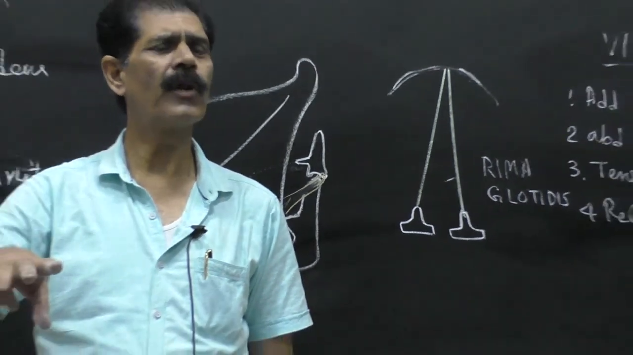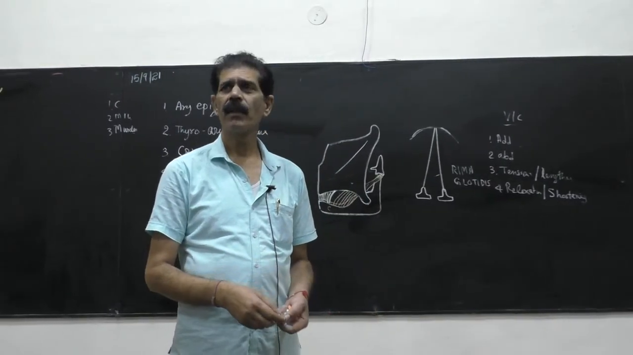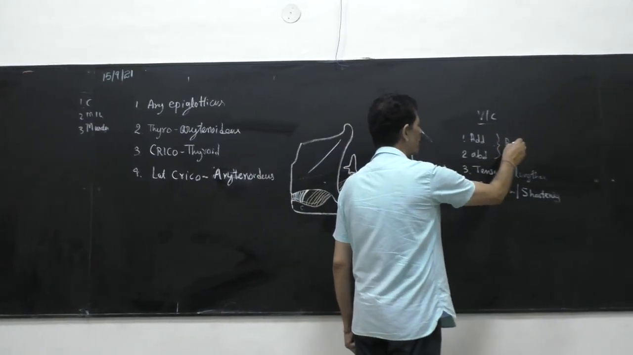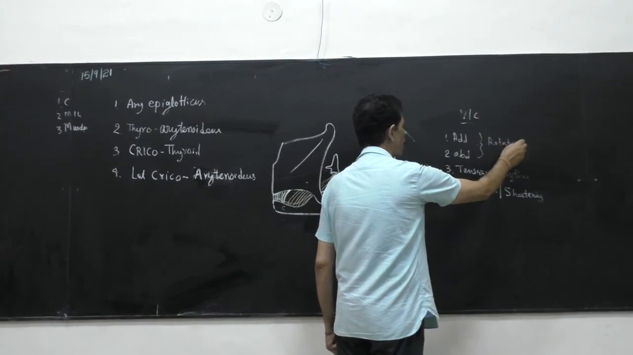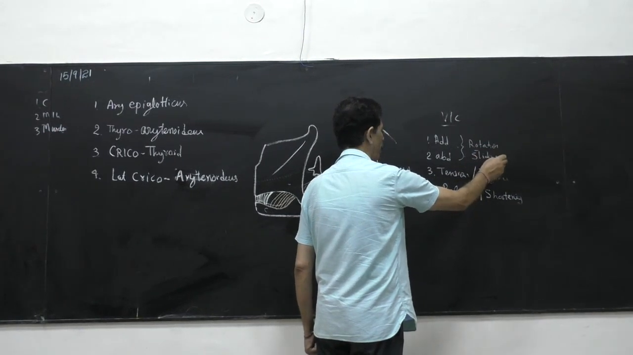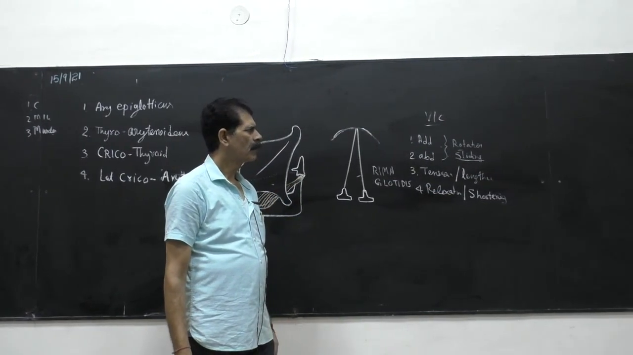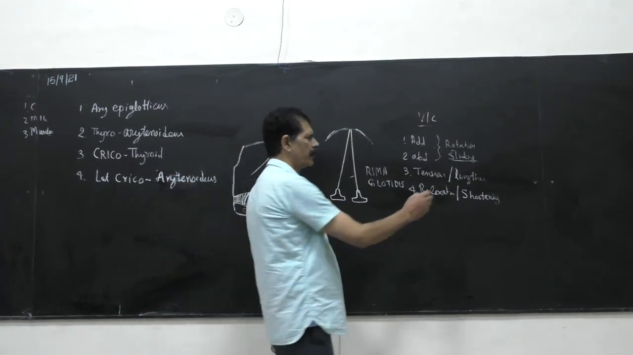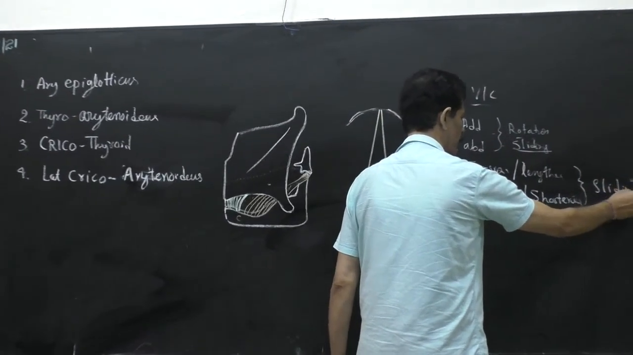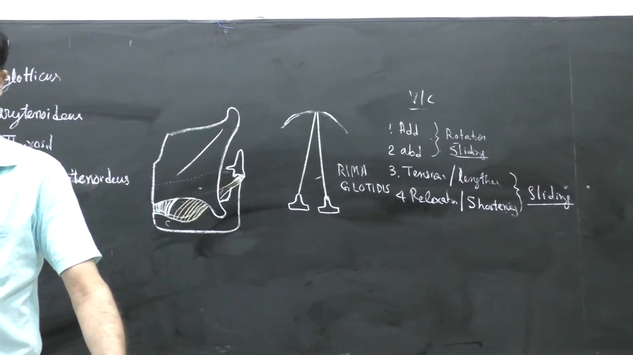Adduction causes phonation and abduction causes respiration. So that is the action. Both adduction and abduction are caused mainly by rotational movement, and very little sliding movement of the vocal cords. And the lengthening and shortening are mainly due to sliding movement. No rotational movement is present in these. So these 4 movements of the vocal cords are important.